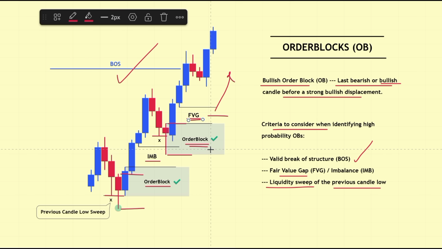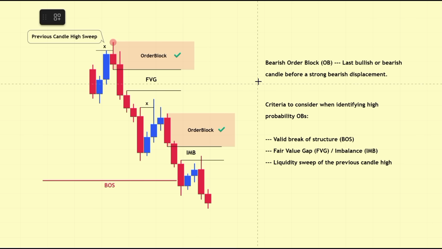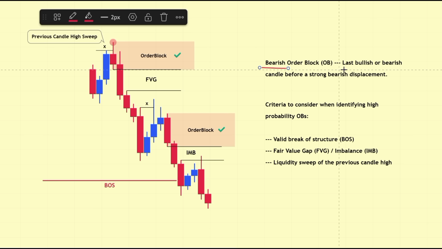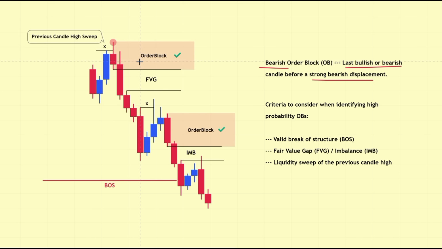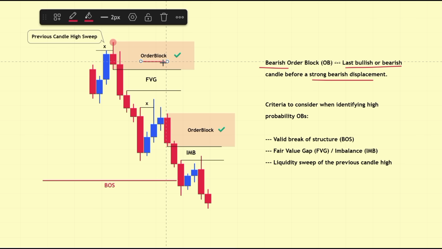Okay, so now let's learn about bearish order blocks. As you can see exactly right here, a bearish order block is the last bullish or bearish candle before a strong bearish displacement. It's actually the opposite of the bullish one. And you can clearly see exactly right here, this here is the bearish order block.